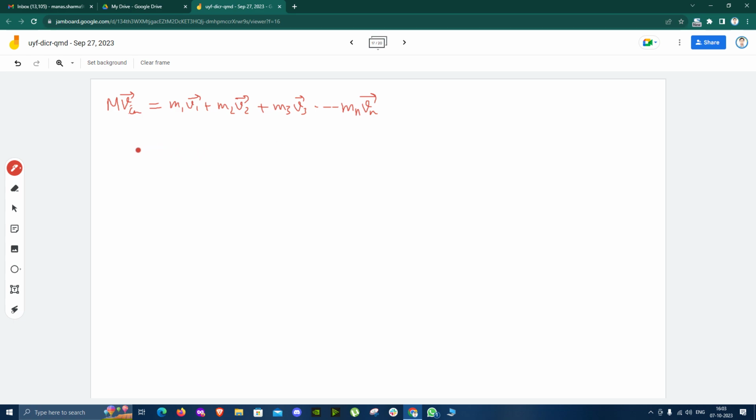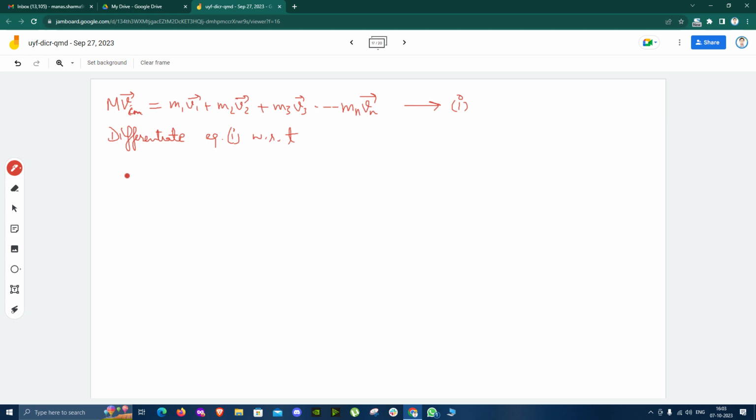Velocity of the center of mass is VCM here. This is the velocity of the center of mass. Let's say this equation is the first equation, and V1, V2, V3 are the respective velocities of M1, M2, M3 and so on. And now let's differentiate it again. Differentiate equation 1 again with respect to time.